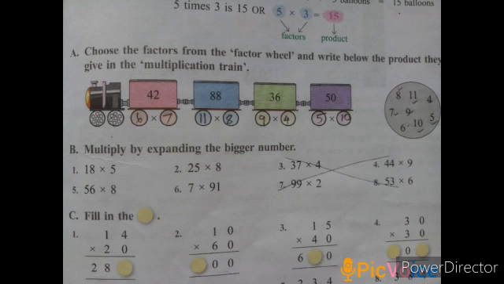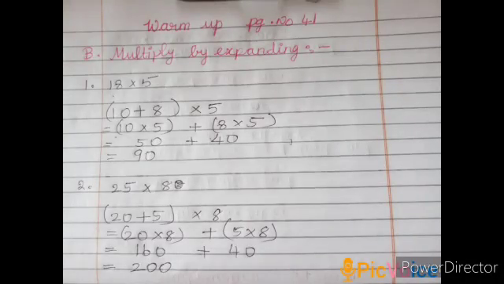5 10s are 50. Next, B1: multiply by expanding the bigger number. Let me explain now. First sum, 18 into 5. 18 we can split into 10 plus 8. So 10 into 5 plus 8 into 5. 10 5s are 50, 8 5s are 40. 50 plus 40 is equal to 90. That's the answer.